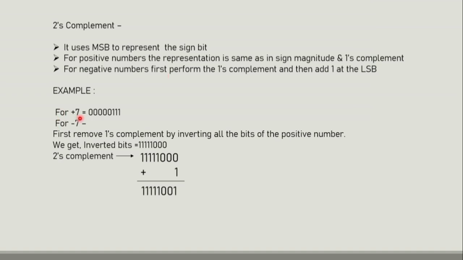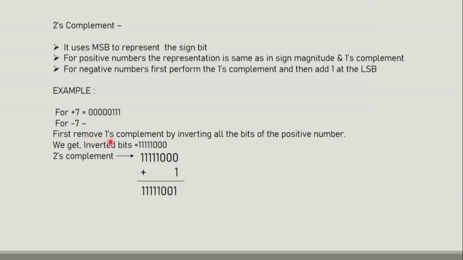Means for the positive number, see here, the binary of 7 is 111. Followed by that we have given 4 zeros and the sign bit is positive, so we'll give here 0. Then we will get the 8-bit representation, similar to sign magnitude and one's complement. But in the 2's complement, for the negative numbers, first we have to find the one's complement. Okay, and after that, what do we have to do? We have to add 1 at the LSB.